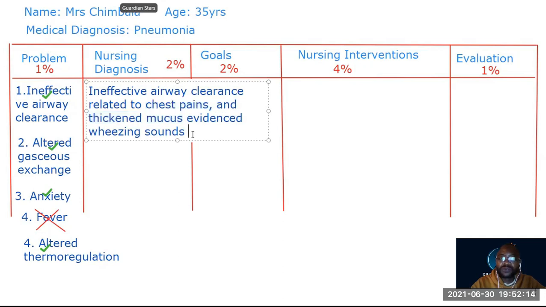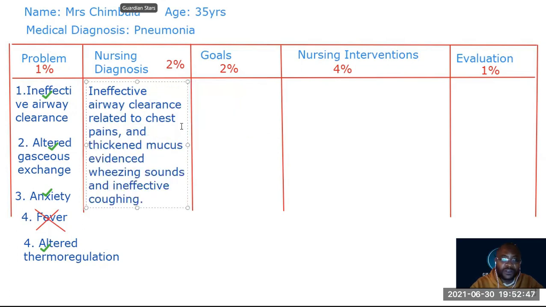What's my evidence? You can also have a lot of evidences or things that will be telling you that this patient is failing to clear their airway. So you can have wheezing sounds or ineffective coughing. What I mean is that my patient is ineffectively coughing. Because of this ineffective coughing, the patient is failing to expectorate the mucus, and this mucus keeps on draining down into their lungs. Now what's making this patient cough ineffectively? It's because of the pains and the thick mucus that they have. So this is causing the ineffective airway clearance problem.